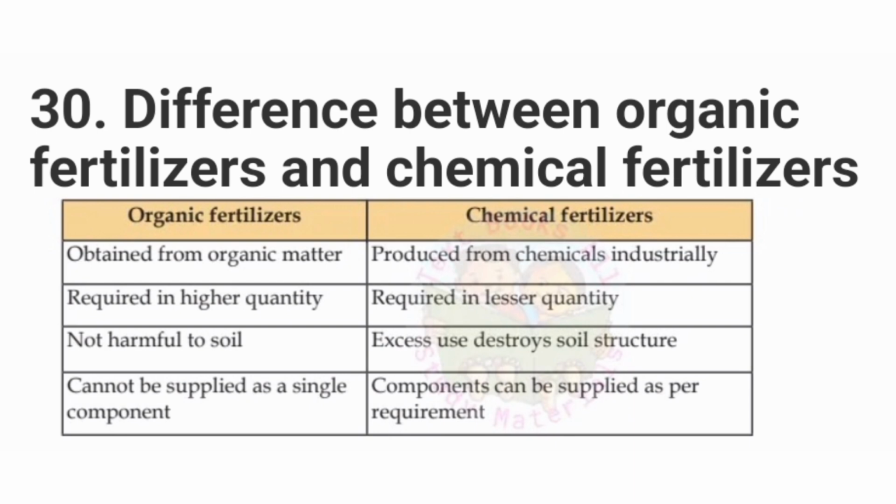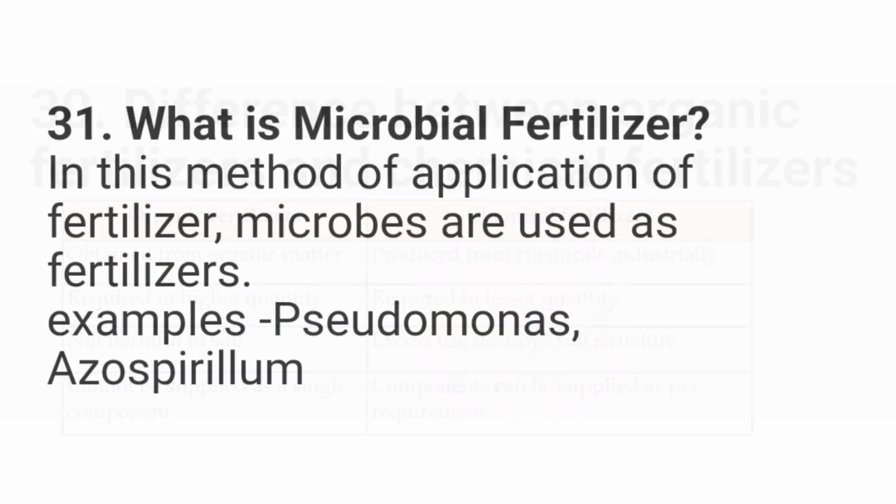Organic fertilizers: obtained from organic matter, required in a higher quantity, not harmful to soil, cannot be supplied as a single component. Chemical fertilizers: produced from chemicals industrially, required in lesser quantity, excess use destroys soil structure, components can be supplied as per requirement.